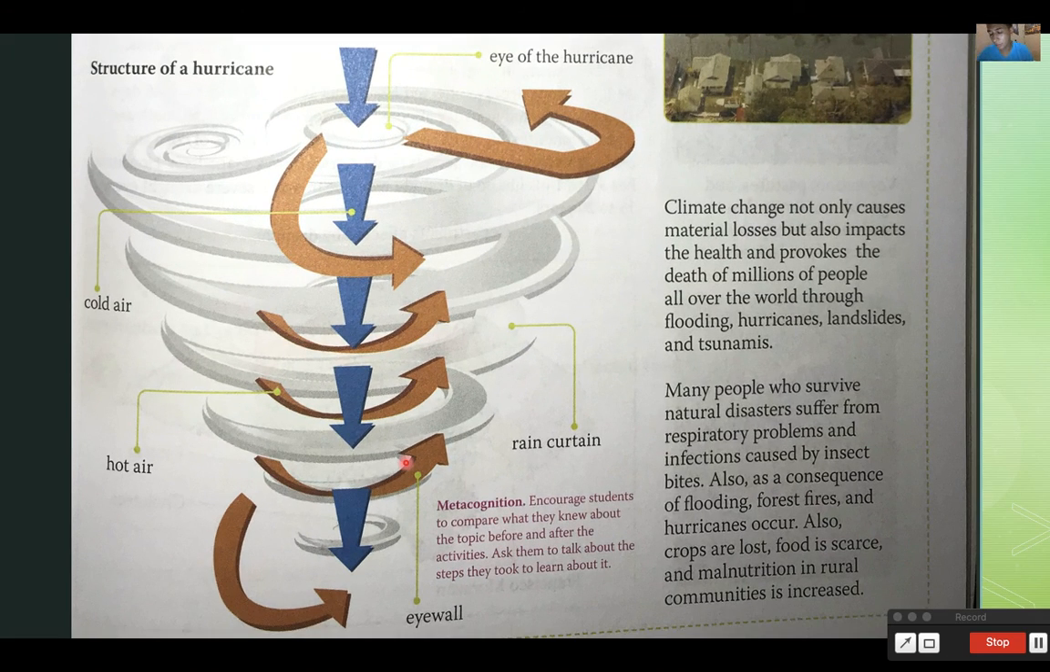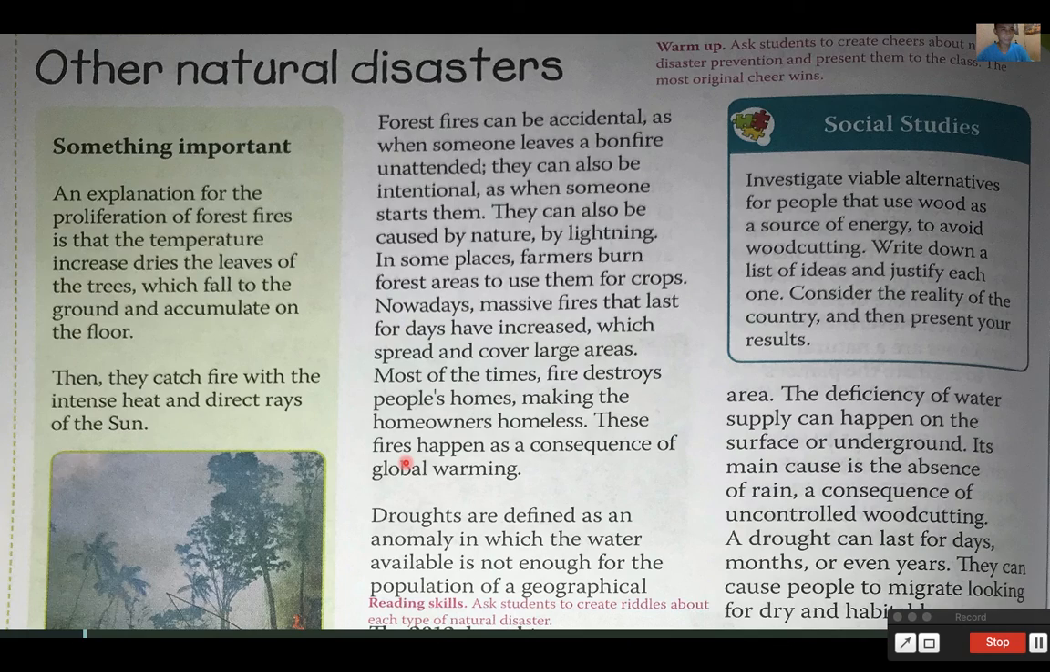Okay, as you could watch in the video, climate changes are very important for us. Okay, now we have other natural disasters like forest fires. Fires can be accidental sometimes, as when someone leaves a bonfire unattended. They can also be intentional, as when someone starts them.